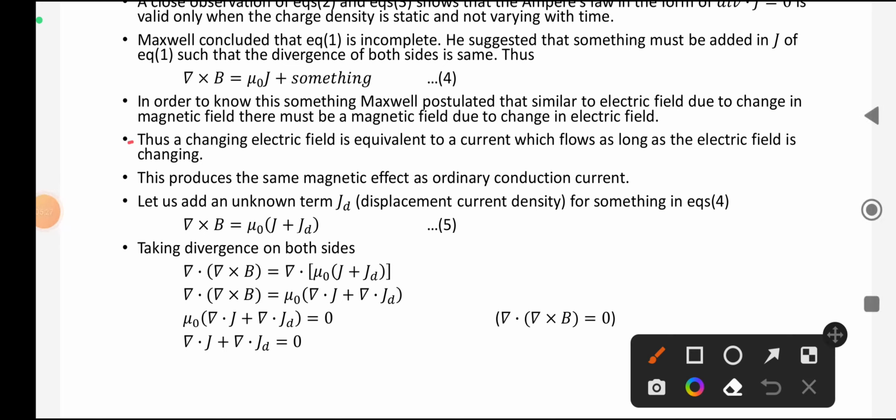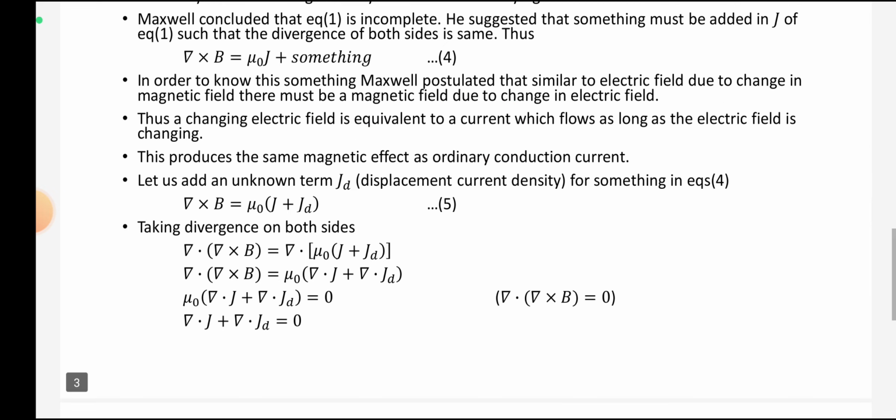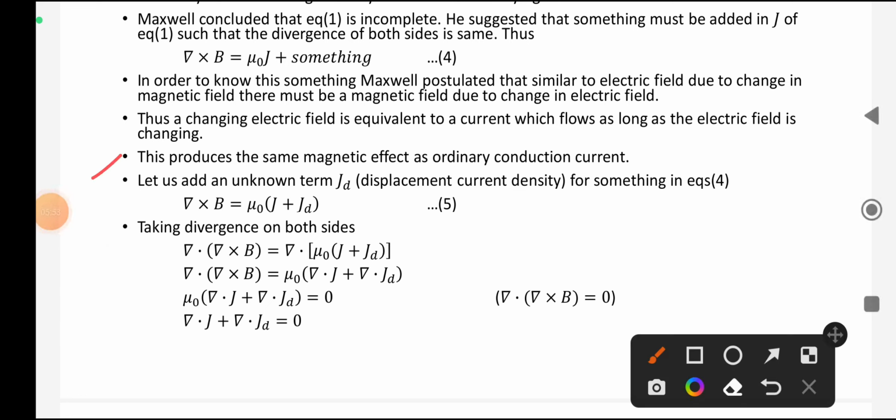Let me explain once again. A changing electric field is equivalent to a current which flows as long as the electric field is changing. Simply, it is a current, and it flows for as long as the electric field changes. This produces the same magnetic effect as an ordinary conduction current. So this current is called a displacement current.